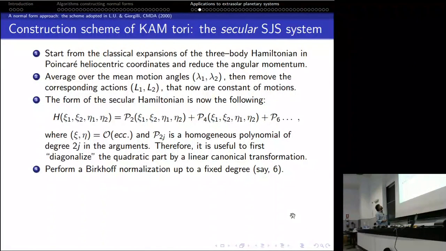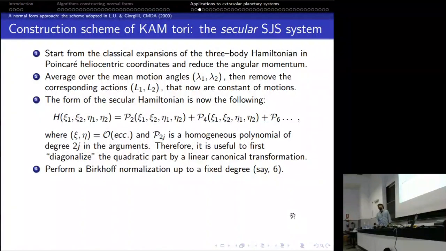And well, after these classical expansions, you perform the average with respect to the fast angles, because you assume that, in order to study a long time stability, what really matters is due to the degrees of freedom that have a secular evolution. Then you fall down with an expression like that, because you removed 2 degrees of freedom related to the fast angles. So you have a Hamiltonian with 2 degrees of freedom that is describing the secular dynamics.